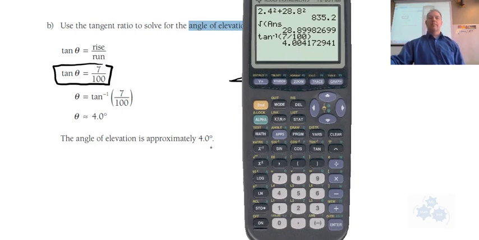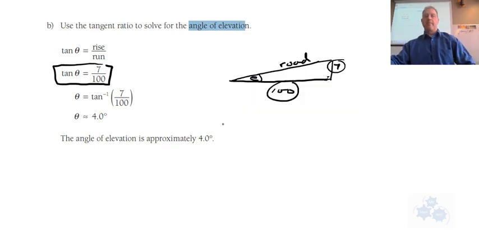4.004, that's pretty much 4. You round it to the first decimal place is 4.0. Yeah. Okay? So that's a pretty small angle, isn't it? 4 degrees. That's really small. But like I say, when it translates into an actual road, it's a lot bigger deal. Okay.